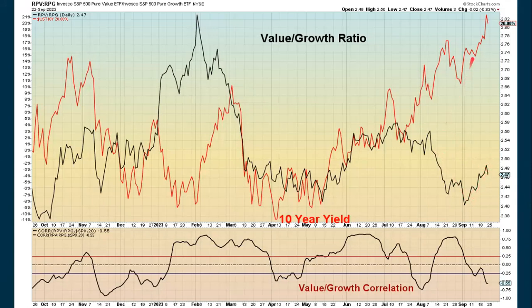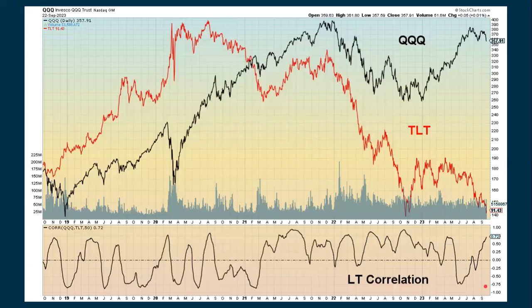And then we compare that to the 10-year yield. Sometimes these have a tendency to go in the same direction. That's when we would get a high reading with the correlation chart. Right now, we're actually having a tendency to go in the opposite direction. And then we look at the QQQs, which is the black line here, and the TLT, which is the long-term bond ETF, and they're having a pretty strong tendency to go in the same direction. Unfortunately, that's down right now.